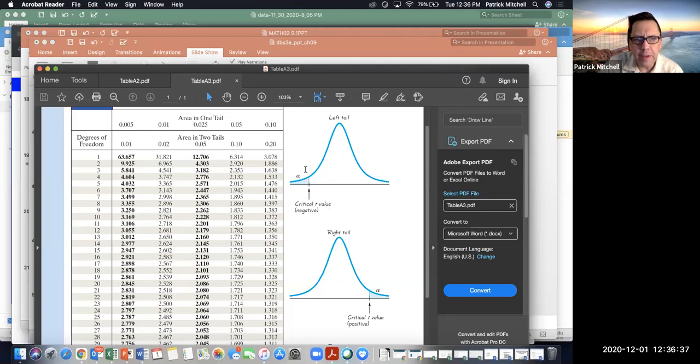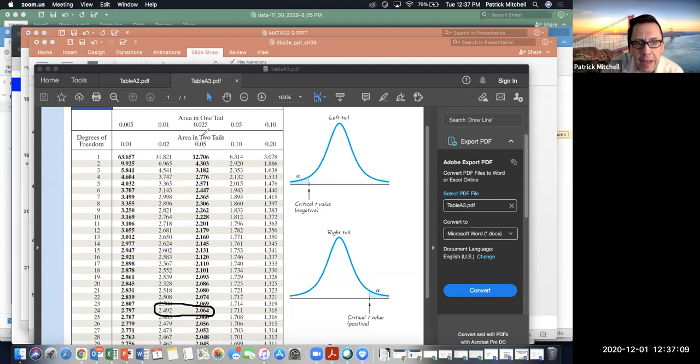Okay, so I've pulled up table A3 to show you what we're talking about here. If you go to the 24 degrees of freedom row, let me bring up my pen here, and look for the two closest values to 2.07. What I see here is a 2.064 and a 2.492. In other words, one of those is less than 2.07 and one is bigger.